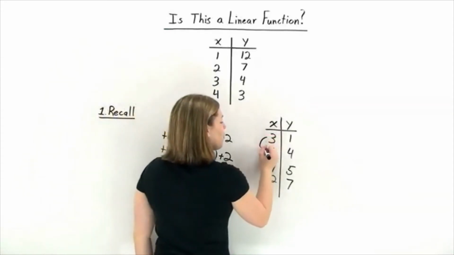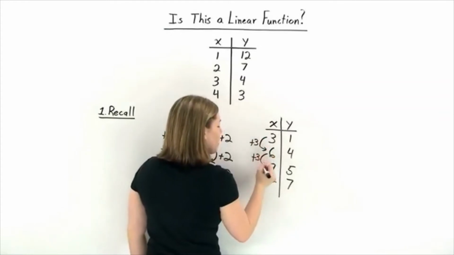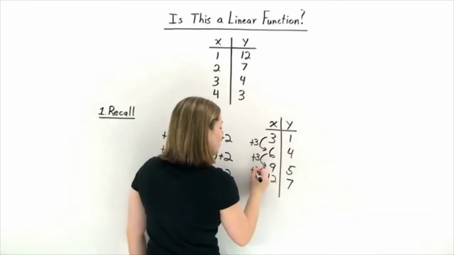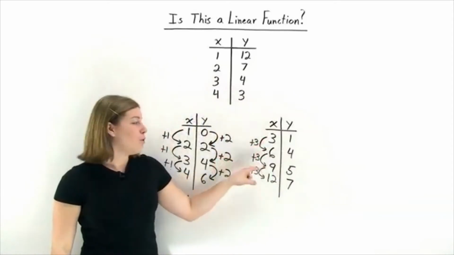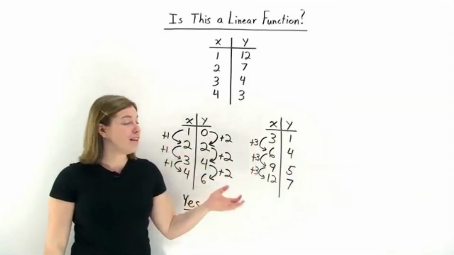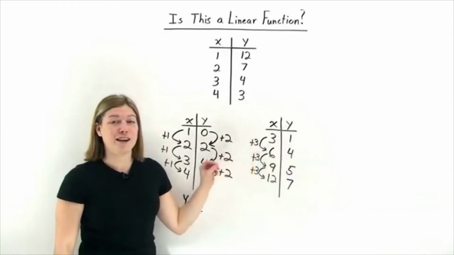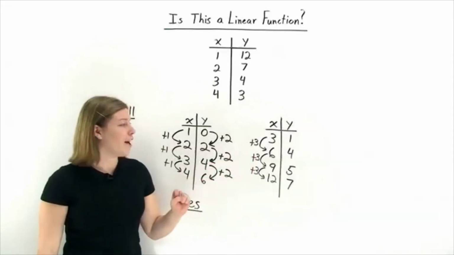Well, to go from 3 to 6, we could add 3. To go from 6 to 9, we could add 3. And to go from 9 to 12, we could add 3. So to get each x value, we simply need to add 3 to the previous x value. That means x is increasing at a constant amount. We have a constant rate of change. But what about those y values?